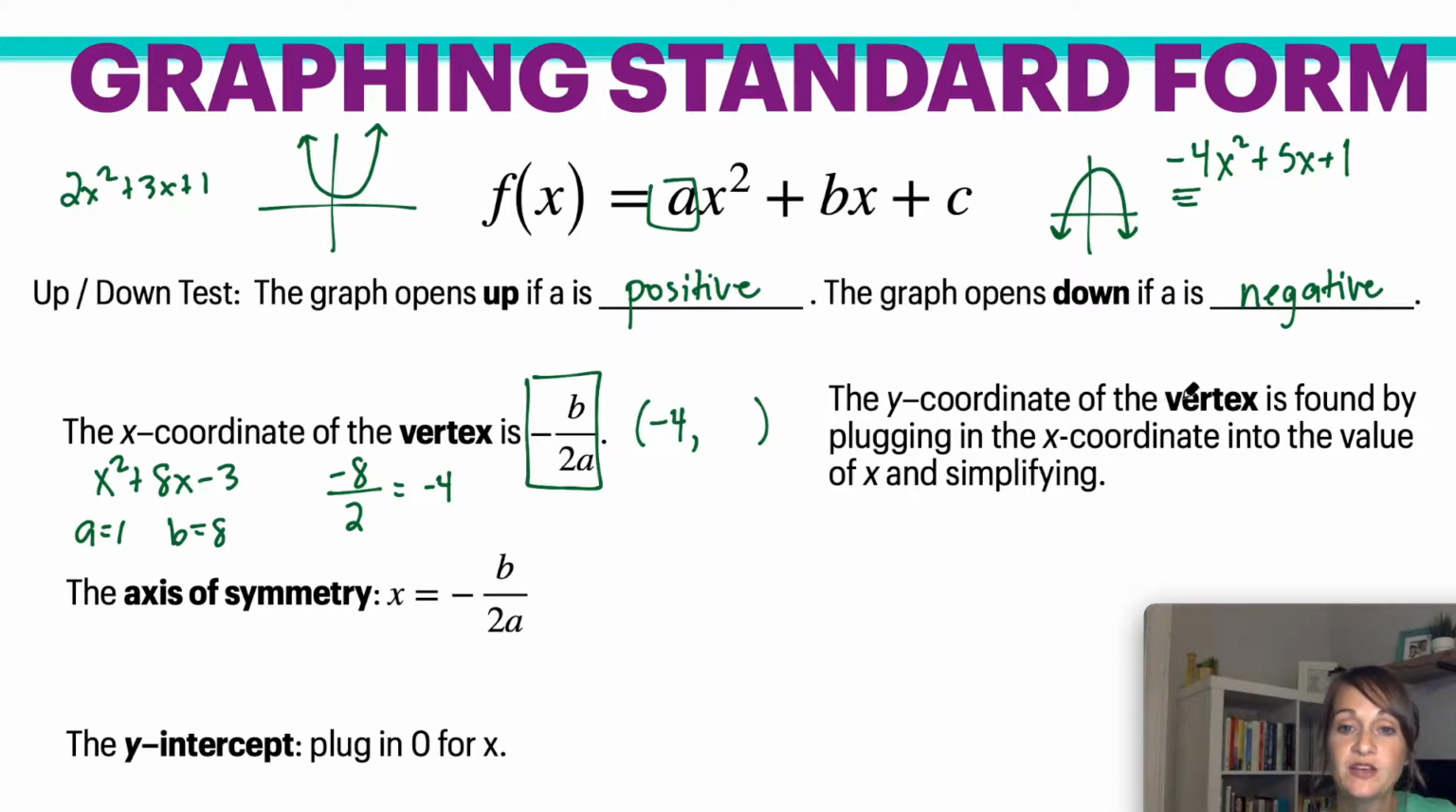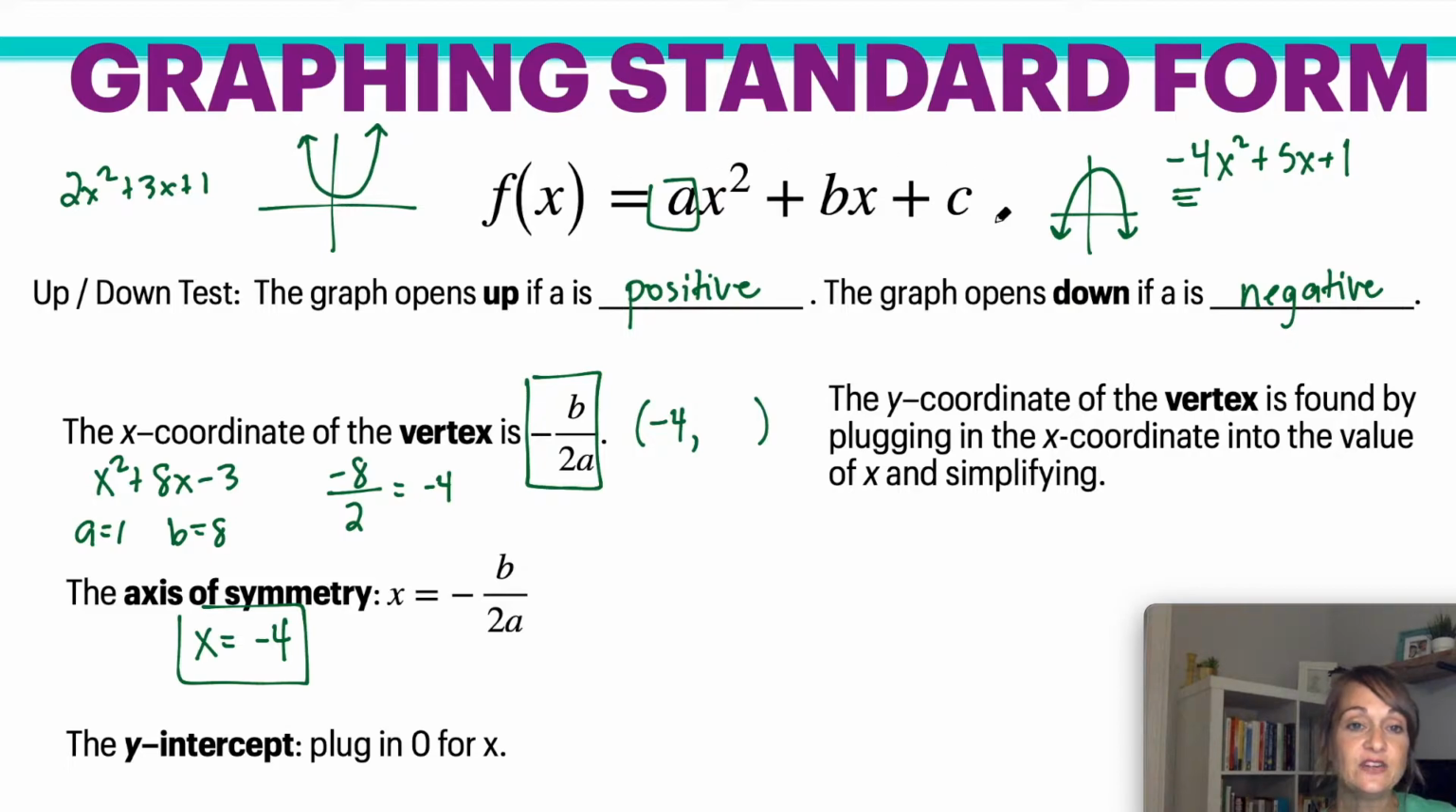To find the y-coordinate, we would take negative 4 and plug it back into our x value. Once we plug in negative 4, that will give us our y value of the vertex. In the axis of symmetry, we discussed in a past video that the axis of symmetry is x equals the x value. In this case, we knew the x value was negative 4, so the axis of symmetry will be x equals negative 4. Don't forget, it is an equation, not a number.